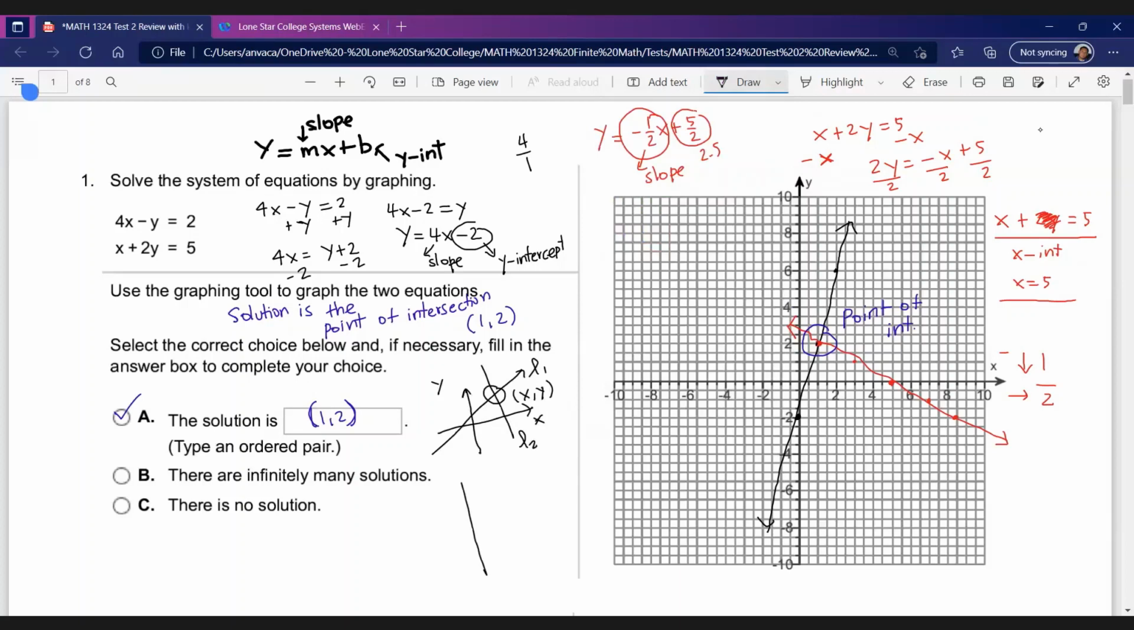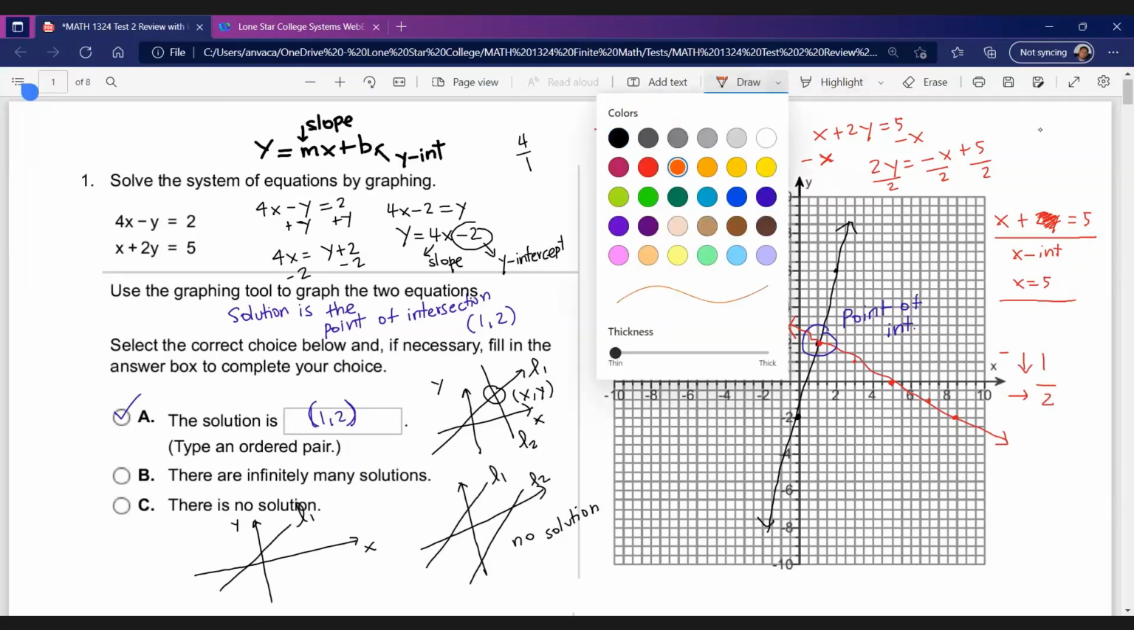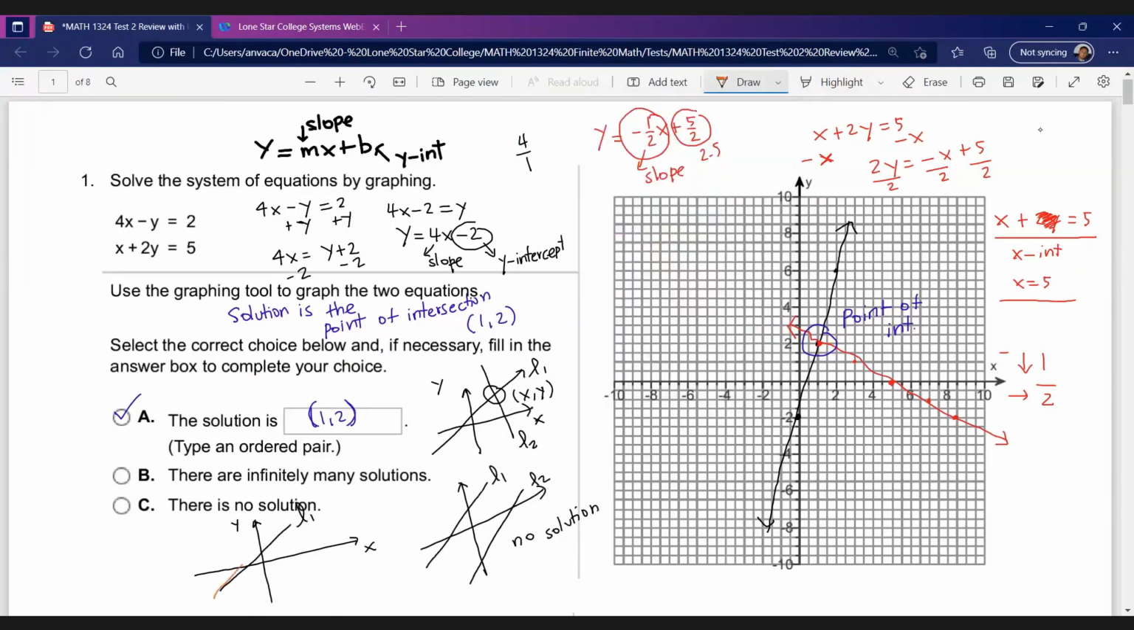An example of a system with no solution is where we have one line here and another line that is parallel. That will be no solution. The reason for that is there will be no point of intersection. Here, if we have the x and y axes, and here we have line 1, but right on top of that line, we also have line 2 right on top of it.